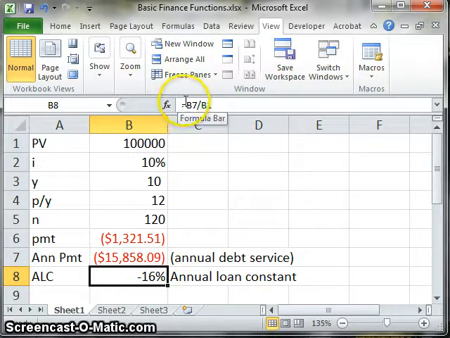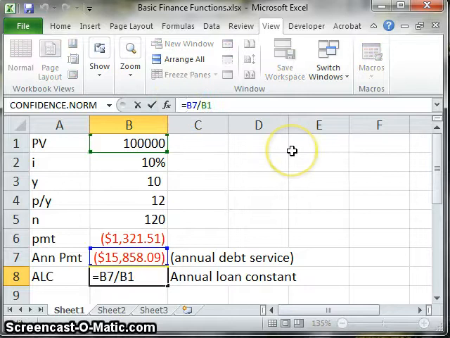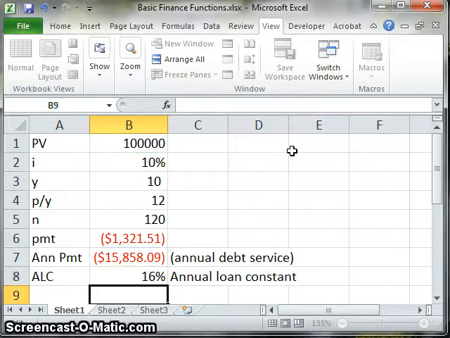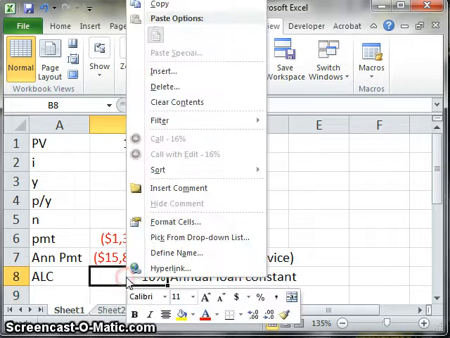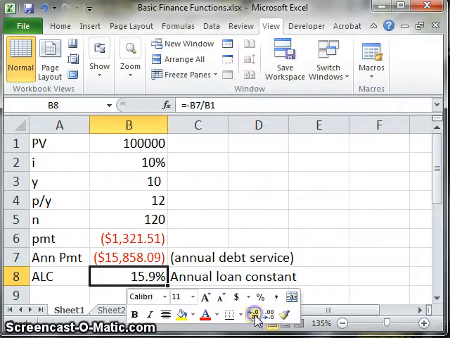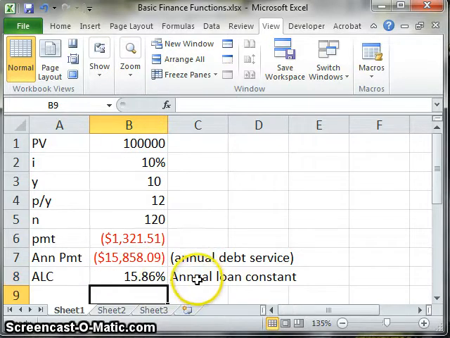16%. And if I want that to show up a little more traditionally, I might make that a negative amount, since payments are always negative or outgoing cash flows, so the annual loan constant is going to show the same way. If I want to show more of the decimals, I might right click in Excel and click a couple of times and it'll move that decimal place over. So that's my annual loan constant.